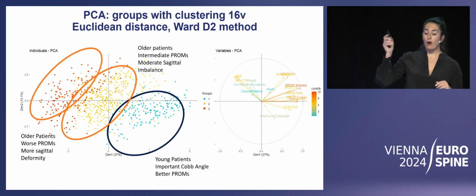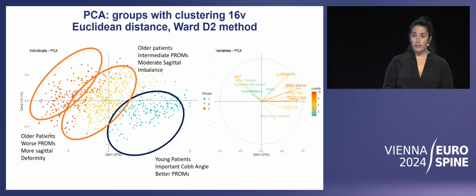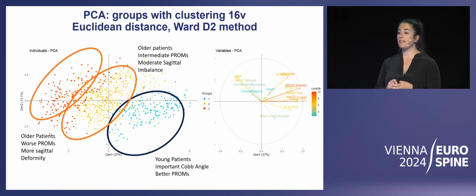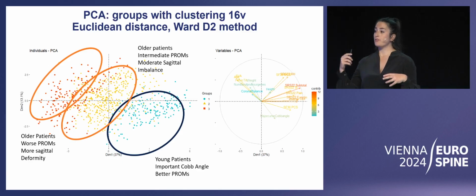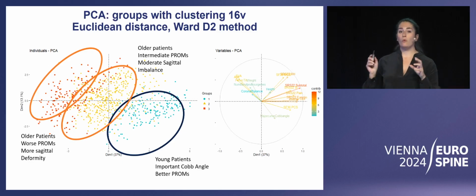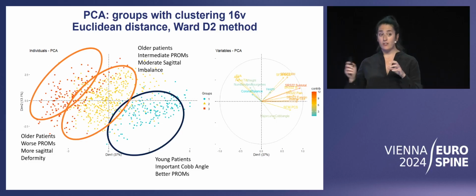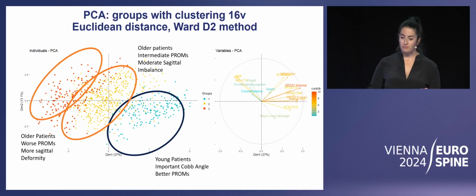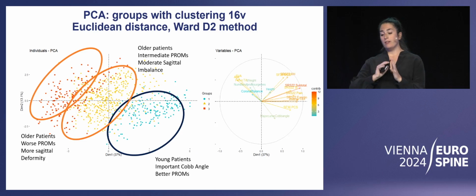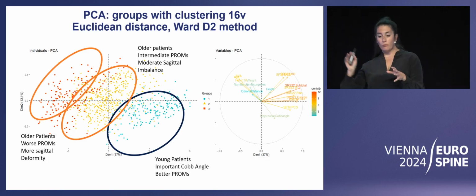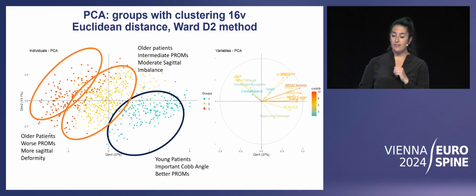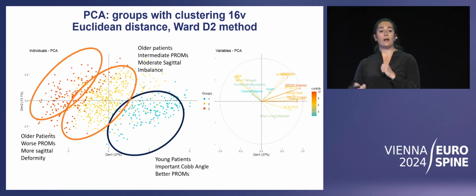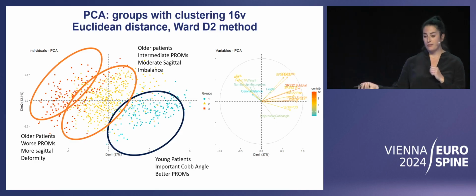But if we look on the right, this is what's called a principal component analysis, and this is the analysis that tells us what are the variables that are the most important in determining which cluster a patient is going to belong to. The more the variable shifts to the red, the more it is close to the circle, the more this variable is important. And in this case, we see, for example, SRS-22 and inverse ODI were among the most important parameters.